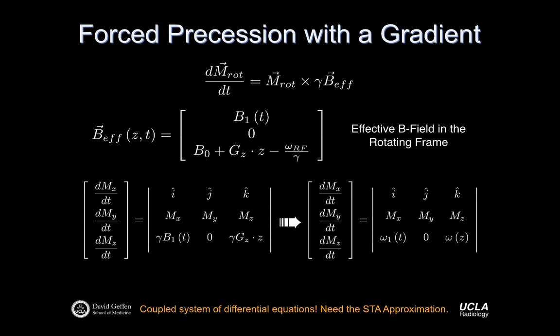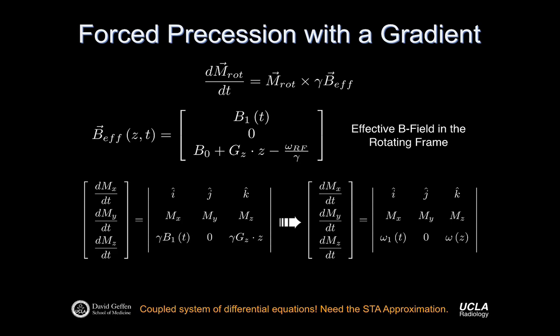And then what's the B effective that we have on the z direction? Well, we always have our B0 field. Our B0 field is offset by what we call this fictitious field, right? This is the magic of going from the laboratory to the rotating frame. So we basically always have this B0 and this omega RF by gamma term. And then we have to stuff in whatever other component we have along the k direction. And in this case, we have an applied gradient field. We'll say it's a Gz gradient.